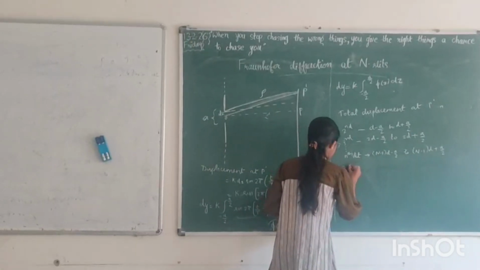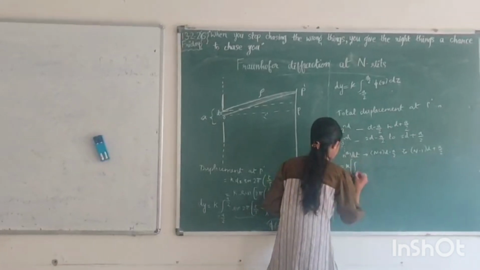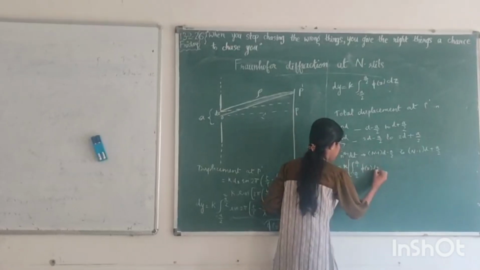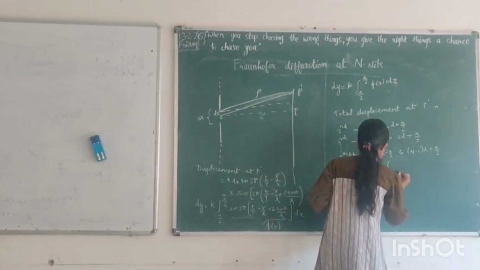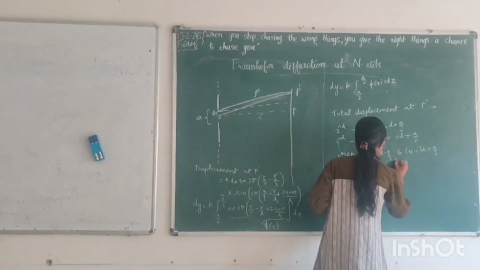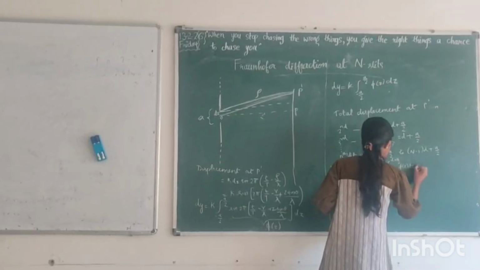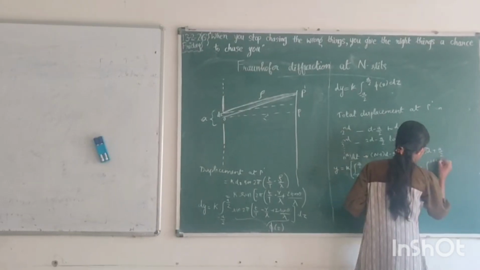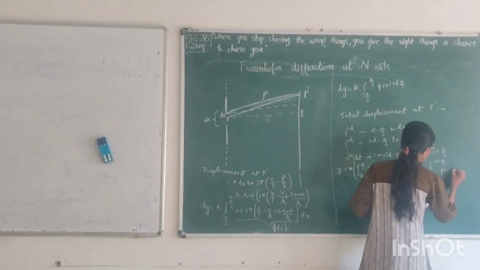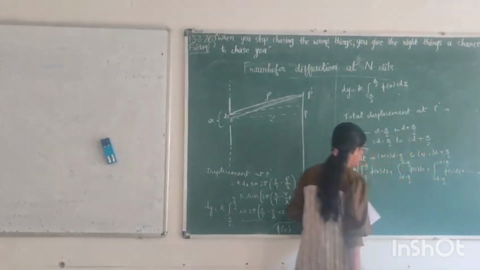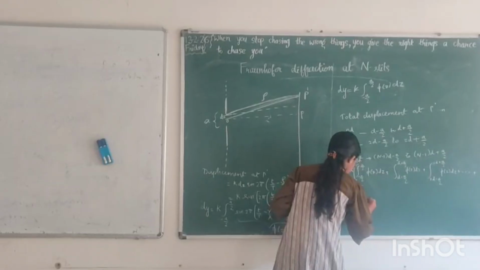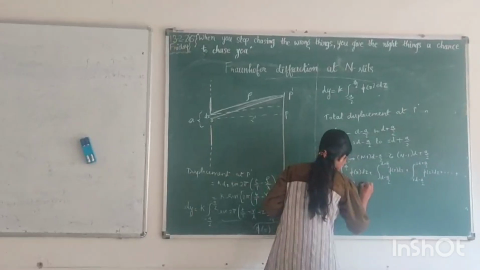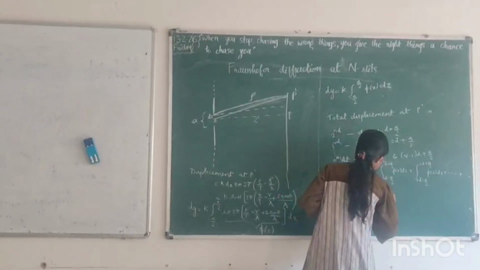I will be equal to, a is a constant, integral from minus a by 2 to a by 2 of phi of z dz, plus integral from d minus a by 2 to d plus a by 2 of phi of z dz, plus integral from 2d minus a by 2 to 2d plus a by 2 of phi of z dz, plus etc., plus integral from (n minus 1)d minus a by 2 to (n minus 1)d plus a by 2 of phi of z dz.